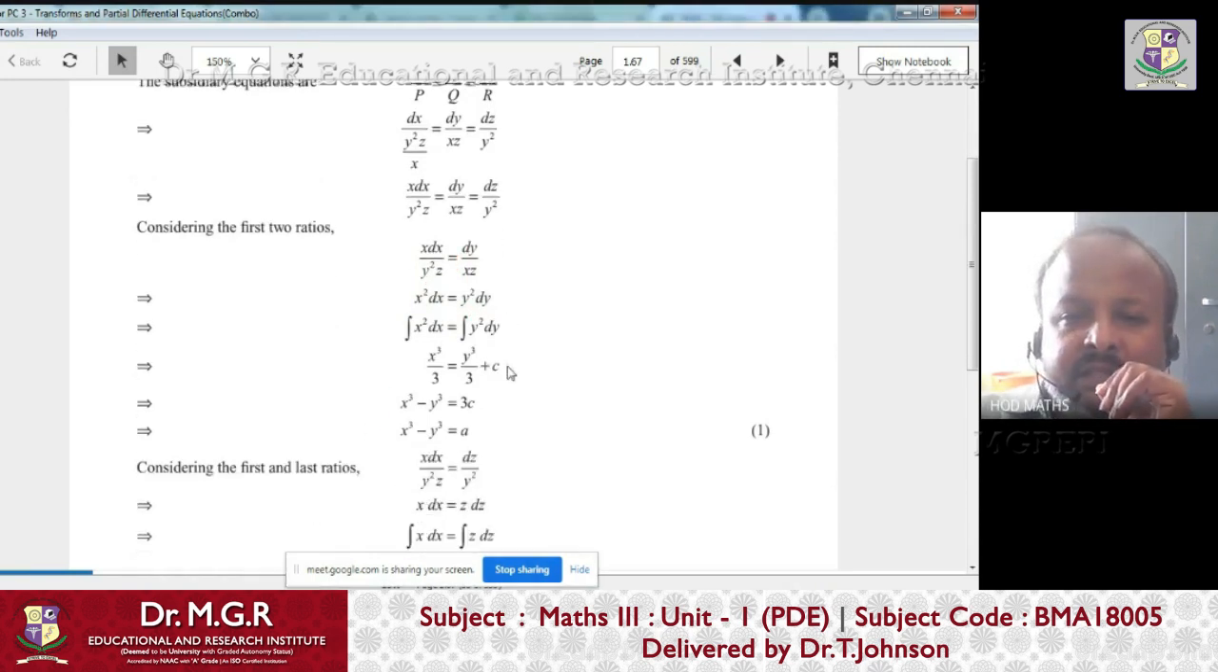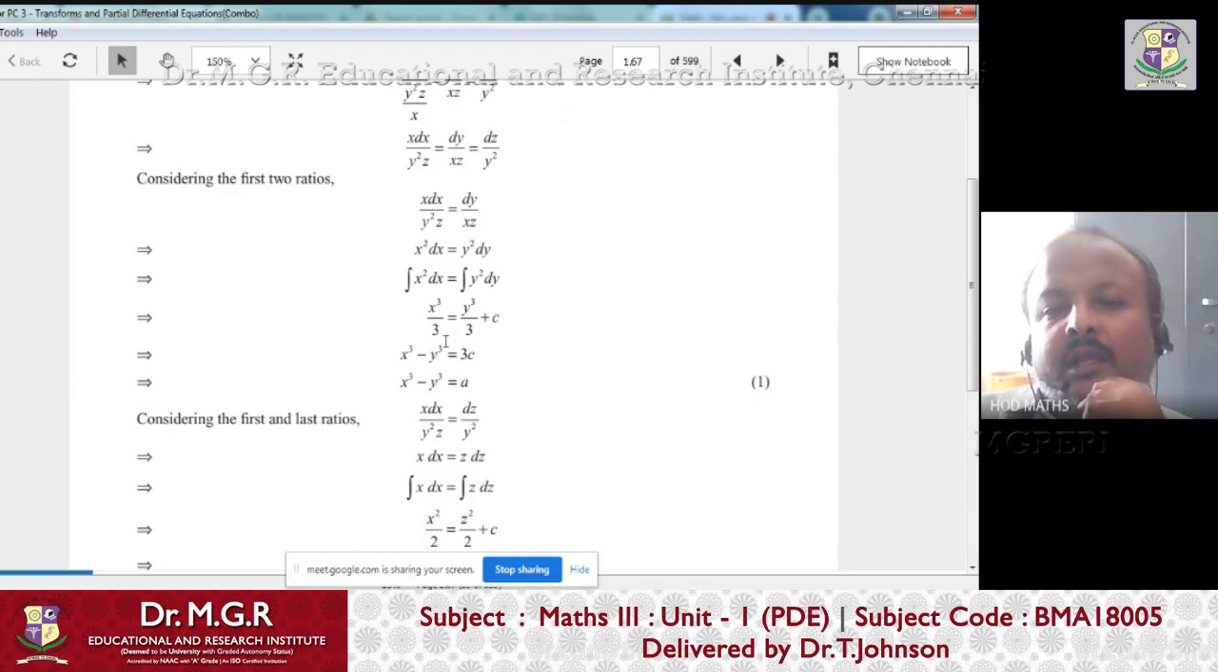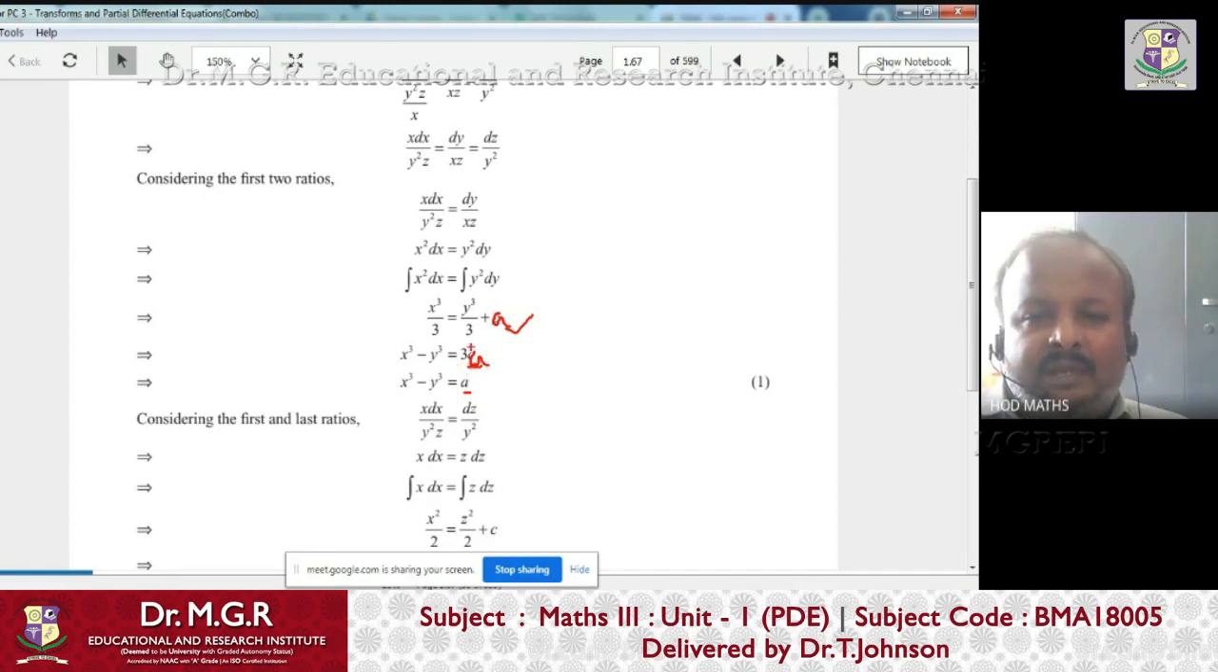So when you integrate this, integral of x square is x cube by 3, integral of y square is y cube by 3, and whenever we do integration, we always have to put an integrating constant c, right? So take this y cube on the other side and take the c on the other side, right? And finally you can write x cube minus y cube equals 3c, but c is an arbitrary constant, 3c is also an arbitrary constant, so we just name it as a, right? Even if you name it a here, then you will get 3a, no problem. If a is arbitrary, 3a is also arbitrary. So the right hand side is some arbitrary constant, but the important thing is what is the left hand side, right?